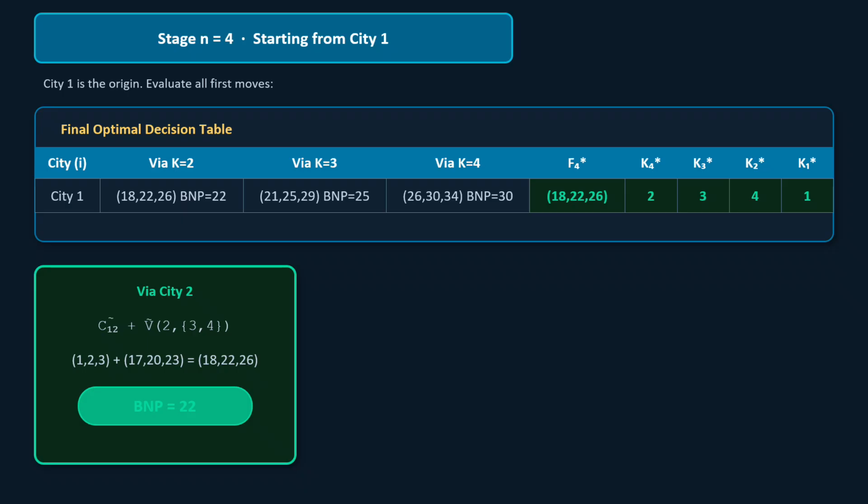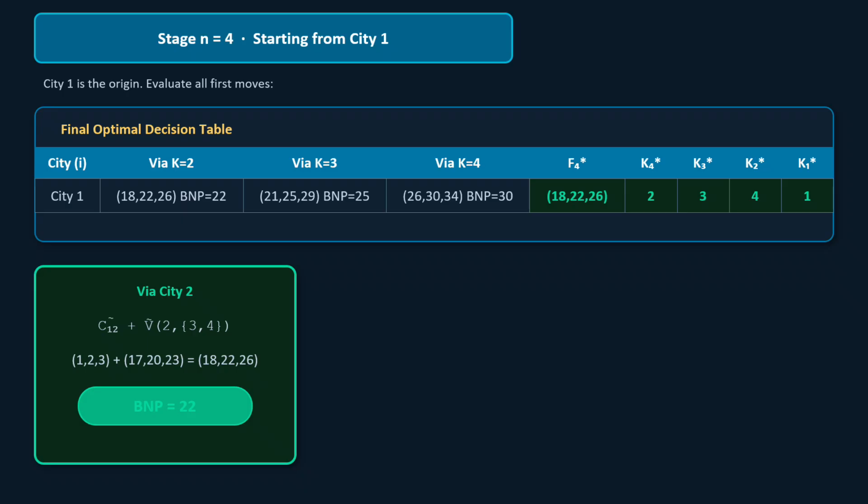Cost 1, 2, 3. Then V of C2 with 3, 4, which was F3 star for City 2 equals 17, 20, 23. Sum 1 plus 17, 2 plus 20, 3 plus 23 equals 18, 22, 26. BNP equals (18 plus 22 minus 18 plus 26 minus 18) divided by 3, which gives 22.